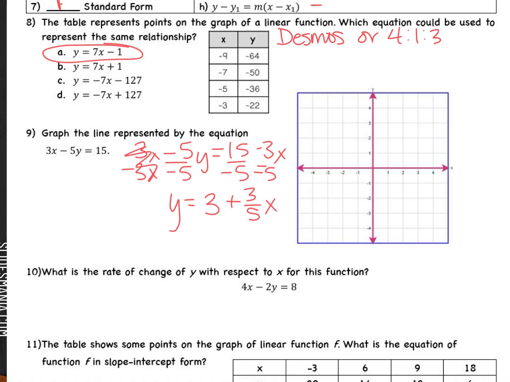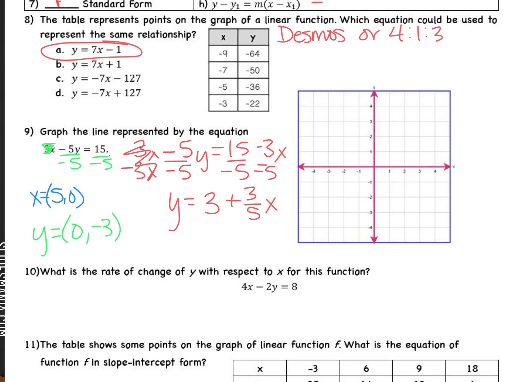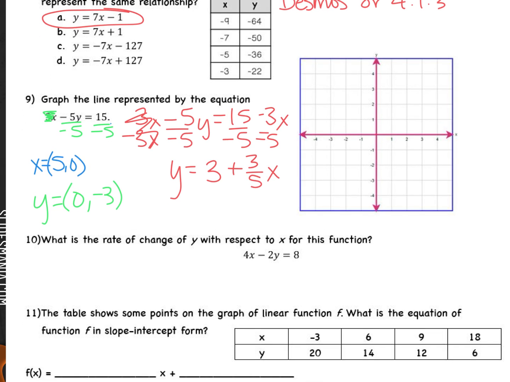That is one method. We also talked about your x and y intercepts. So if we cover up our y, then we can see that our x is 5. So our x-intercept, aka our 0, is 5. We could do that. We could also then cover up our x's to find our y's. So our y is going to be negative 3. It doesn't matter which method you use. You're going to get the same picture.